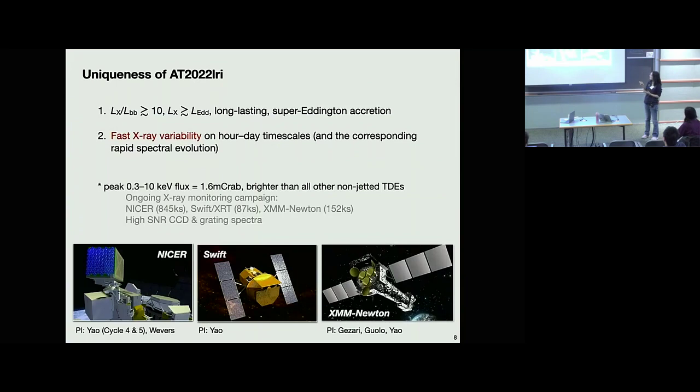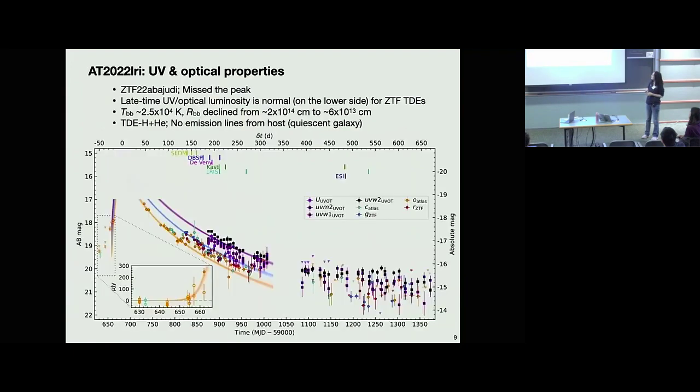And because this nearby event is so bright, we were able to have high cadence and high SNR data using the NICER, XMM-Newton, and Swift telescopes, totaling more than 1 megasecond of data. But to tell the story from the very beginning, I want to first give a brief summary of its UV and optical properties. So this event was actually first identified by the ATLAS sky survey. You can see that there is maybe one data point on the rise. Unfortunately, we missed the peak due to sun constraint. The decline was first picked up by ATLAS and then by ZTF.